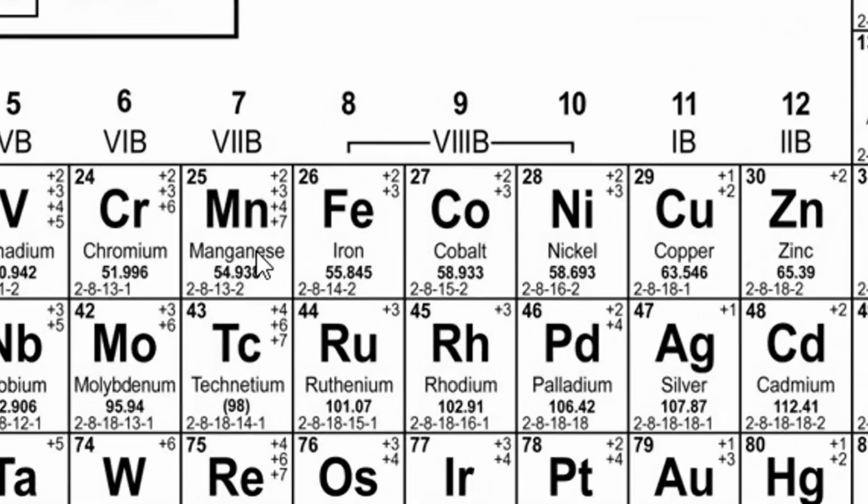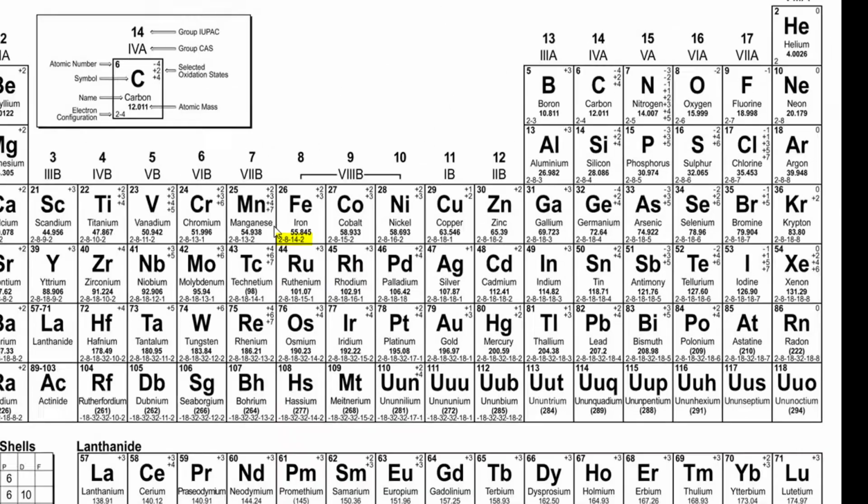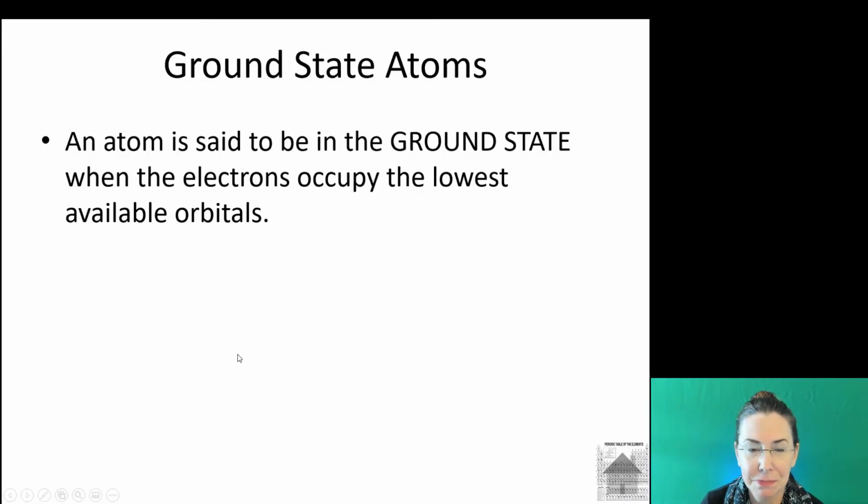If we were to look at iron, here we've got 2 in the first energy level, 8 in the next energy level, followed by 14 in the third energy level, and 2 in the last energy level, or 2 in the last orbital. This would be its ground state electron configuration, or where all the electrons are in their lowest possible energy levels.